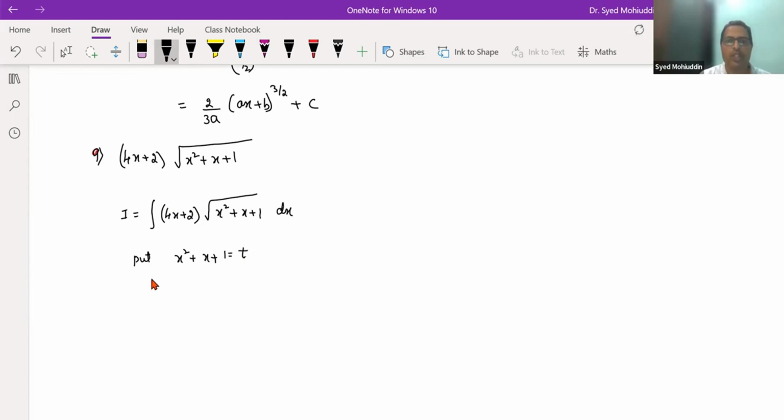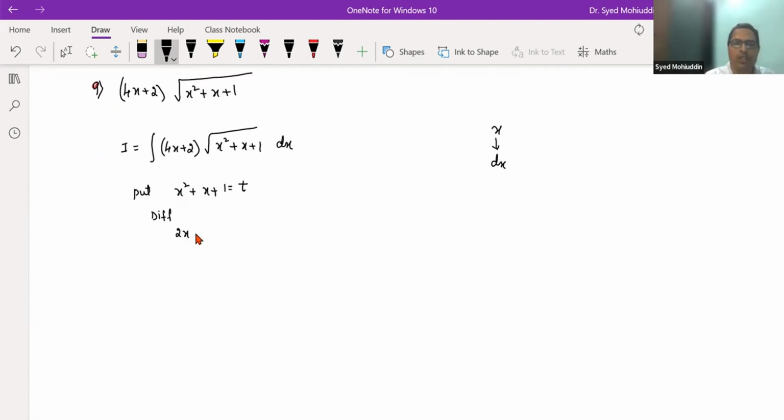Let us try to differentiate this one. If you try to differentiate, we'll be getting 2x. Differentiation of x square is what? 2x plus differentiation of x will be 1. 1 is a constant, its derivative is 0, equal to differentiation of t with respect to x, which will be dt by dx.